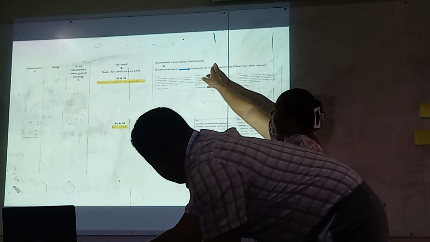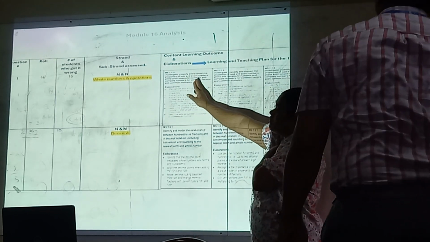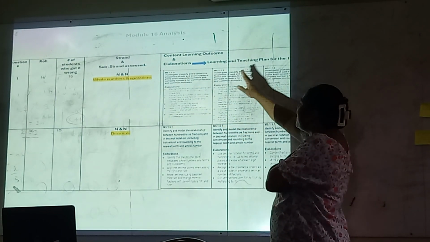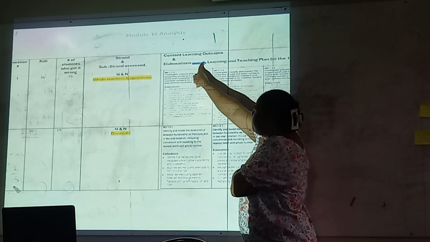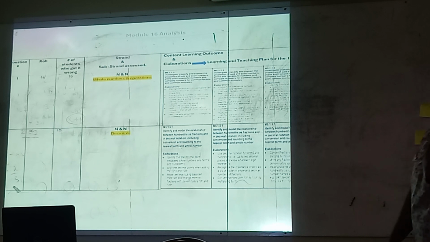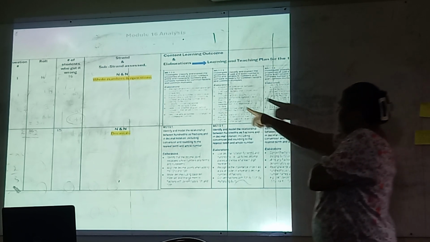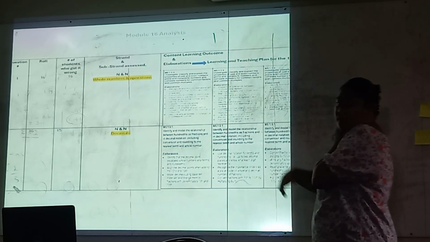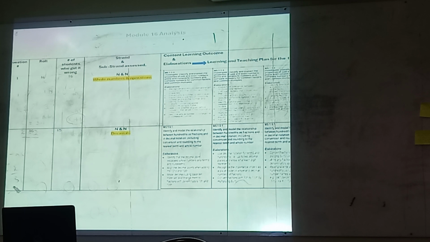So this is where the teaching has to begin. For the teacher planning the LTP, it has to be taken from the content learning outcome, the CLO. And you have the elaborations here. One of the elaborations there is to identify prime and composite numbers from 1 to 100.